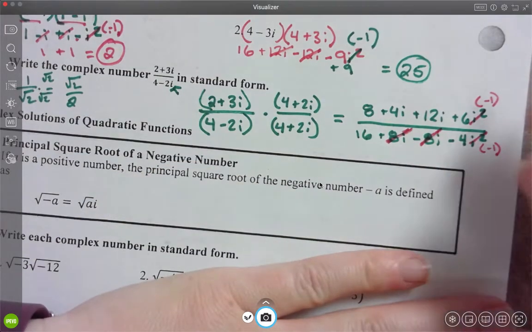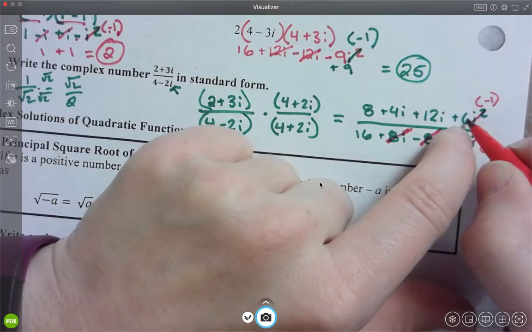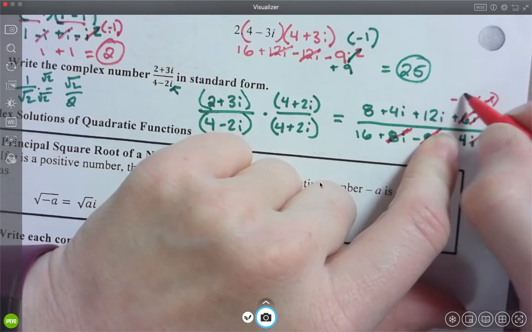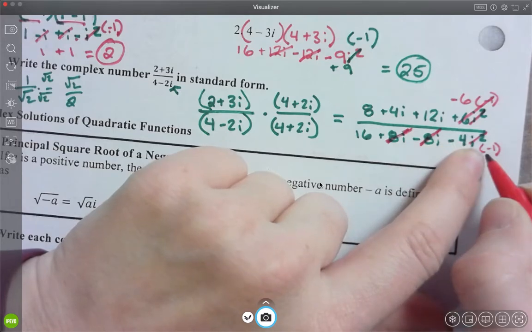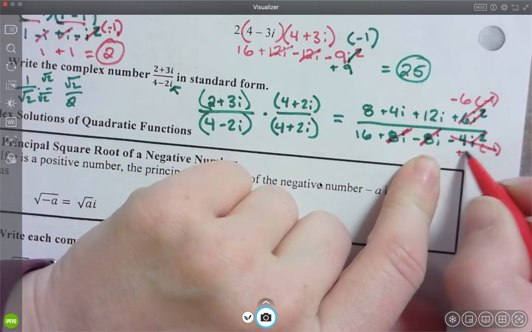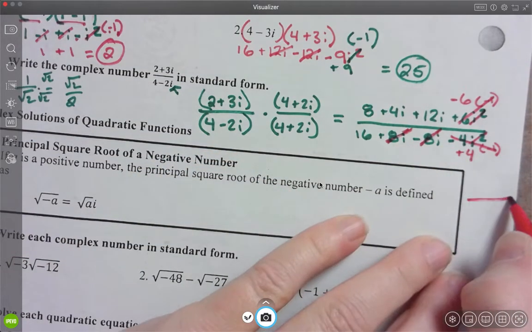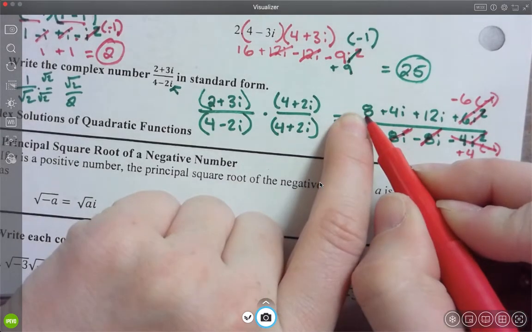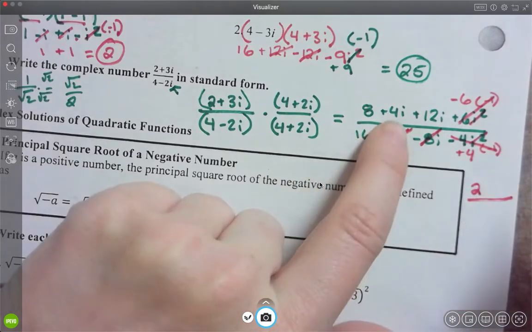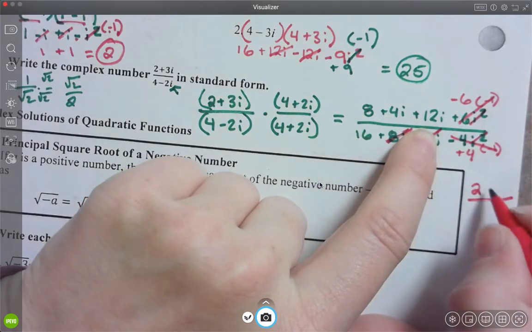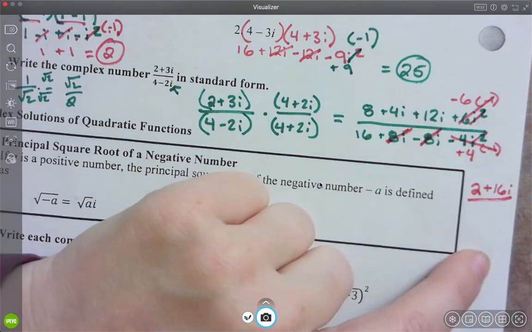Okay, so if I multiply by 6 on the top, 6 times negative 1, that whole thing will become minus 6. The whole thing on the bottom, negative 4 times negative 1, is going to become positive 4, okay? And then let's simplify. So on the top, I've got 8 and negative 6 I can put together, which will become 2. And 4i and 12i will become 16i. That's all that's left on the top.